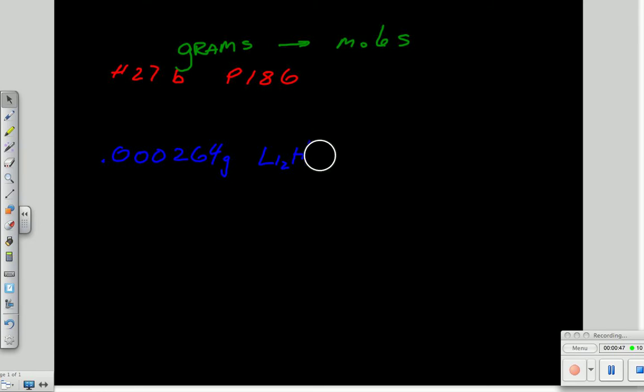Not sure what happened right there. Do that again. PO4. Okay?